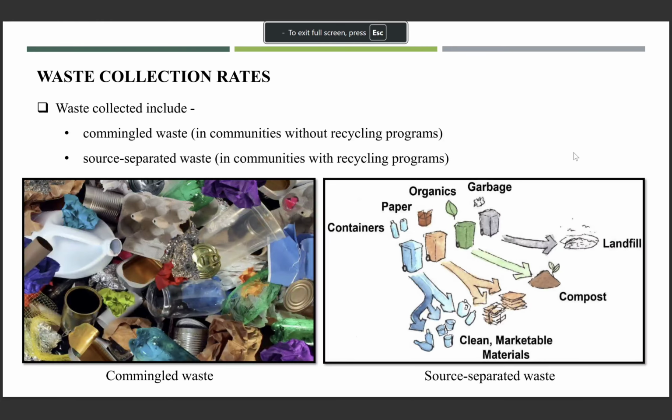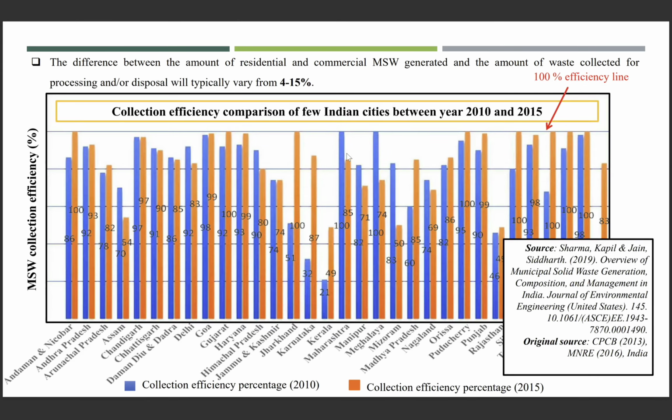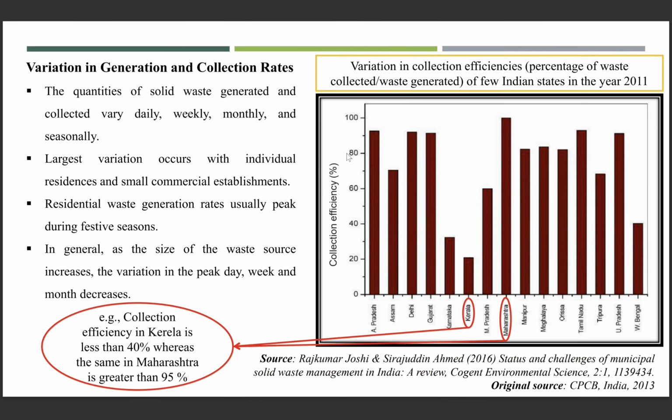Next are the factors affecting the solid waste generation rate. Waste can be collected in two ways: commingled waste and source-separated waste. After the Swachh Bharat Mission, source separation has started in India, where wet waste and dry waste are separated by the users themselves and collected separately by the municipality. These are the variations in generation and collection rates for different cities.